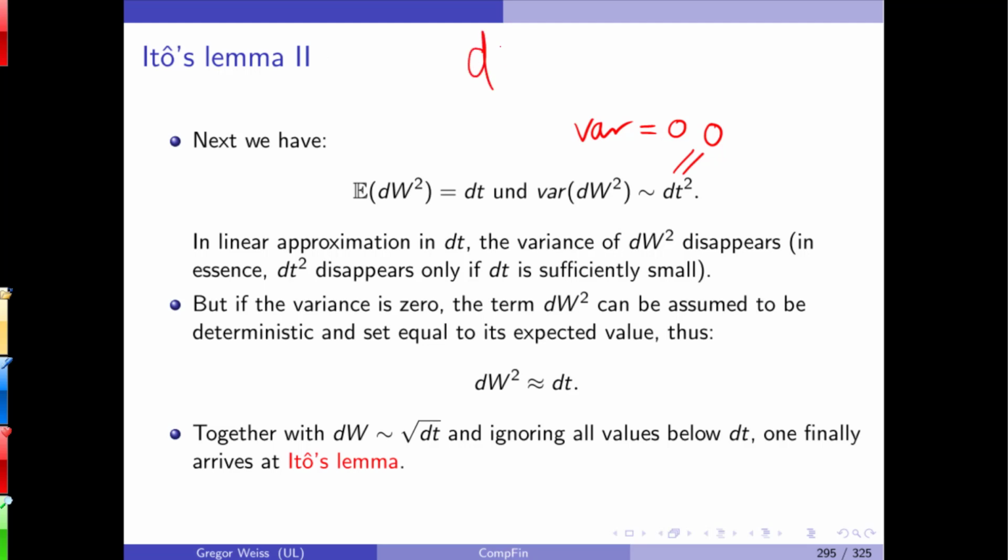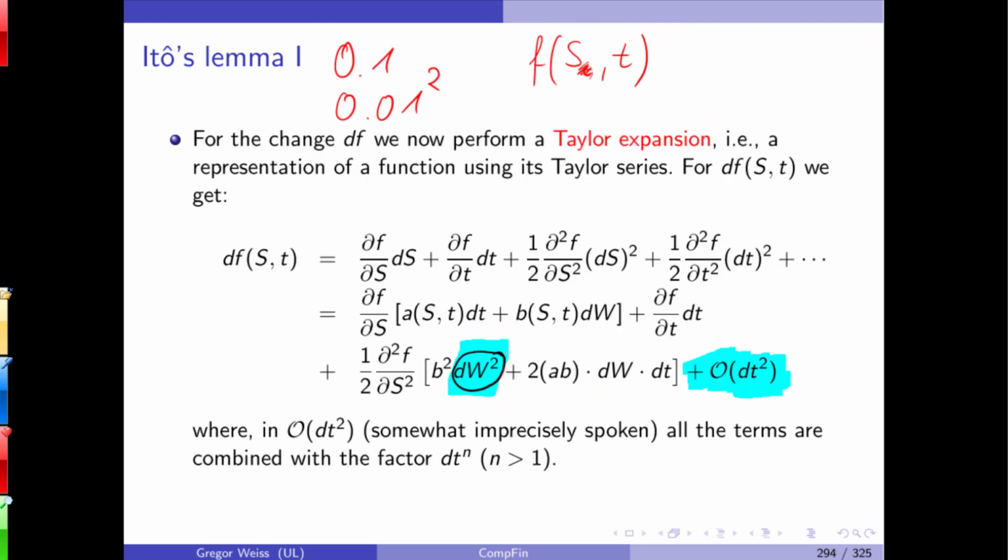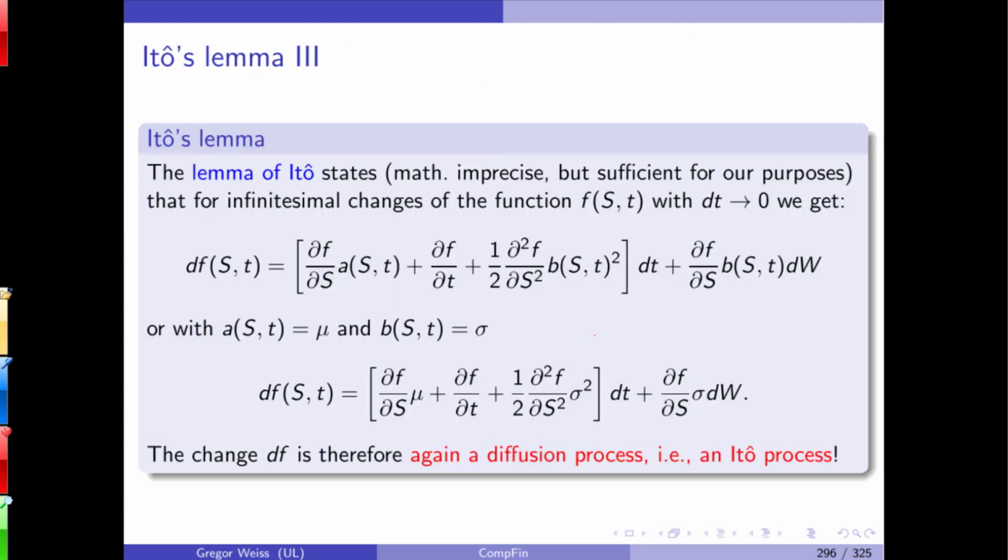Meaning, dW squared is set to dt, approximately. And this leads us to, we cross out dW squared, that's dt. We cross this out, and now we only need to simplify the remainder. And this leads us to Ito's lemma.